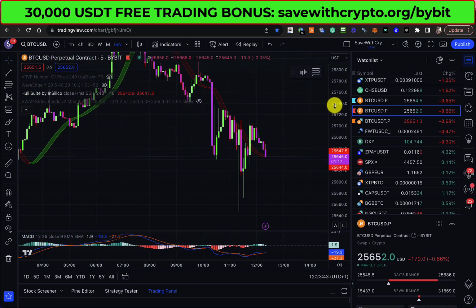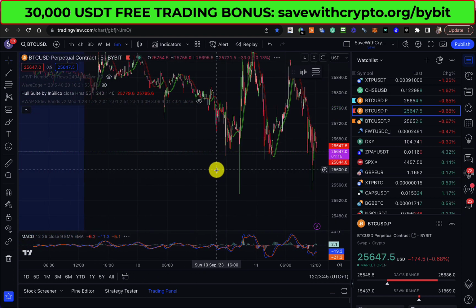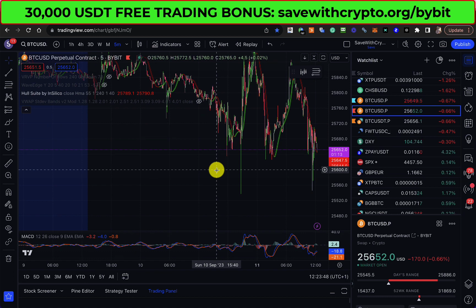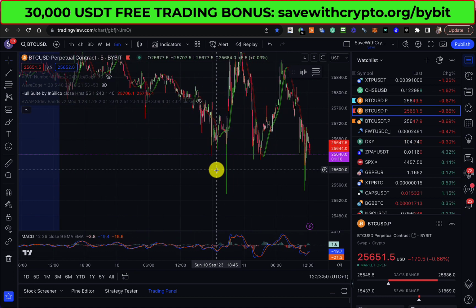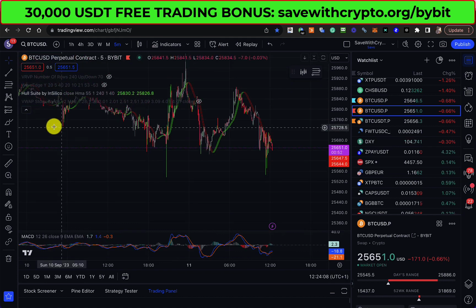So I'm expecting that to go green fairly shortly. So I think I might consider coming out of that short soon, or maybe even moving my stop loss down a bit more, so I'll make even more profit if it does hit the stop loss. But yeah, Whole Sweet is cool.